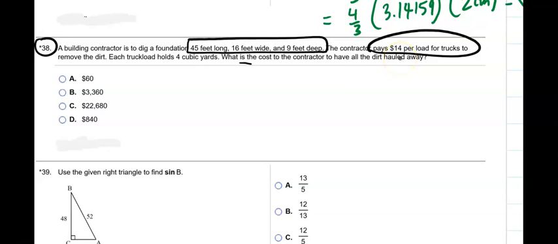What's the total cost for the contractor to have the dirt hauled away? So you're looking for the total cost, like money, how much it is. So to find the total cost, you have to find how much volume of dirt is going to come out with that dig.